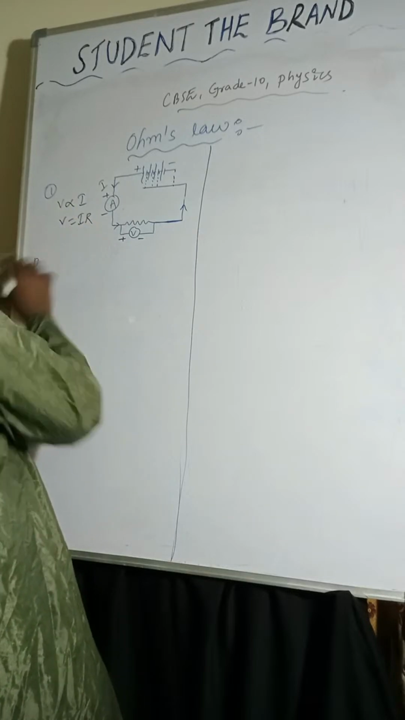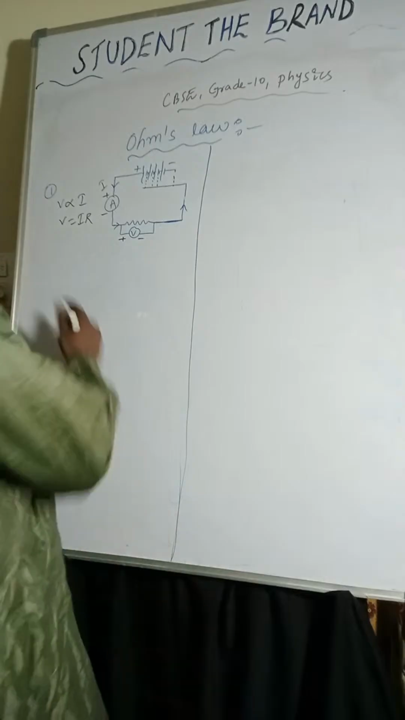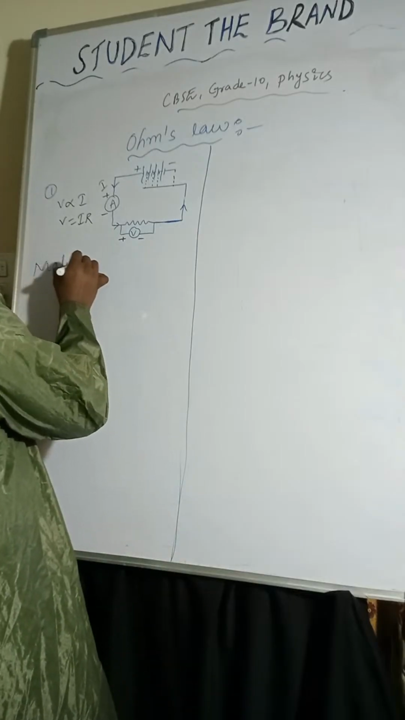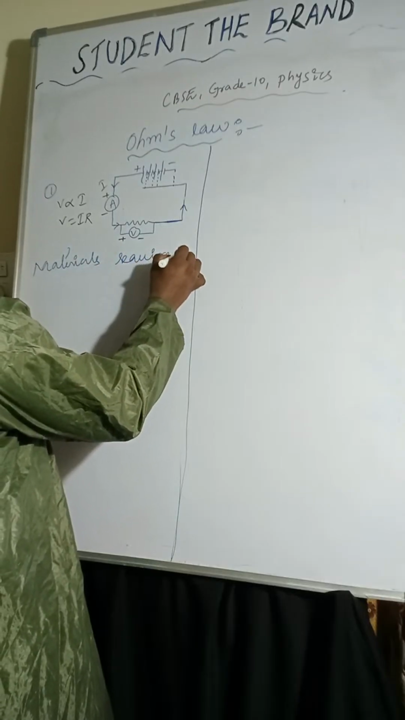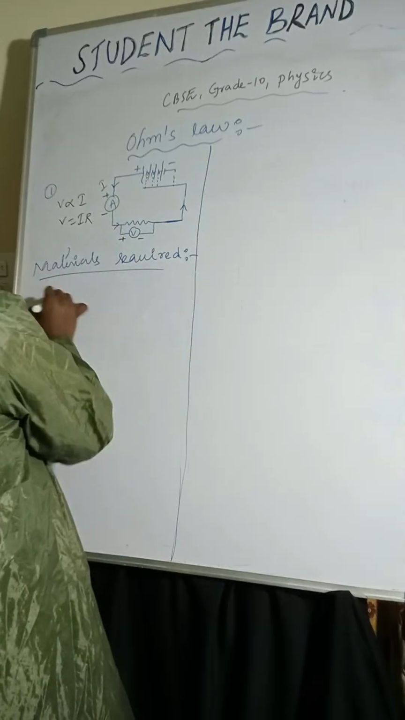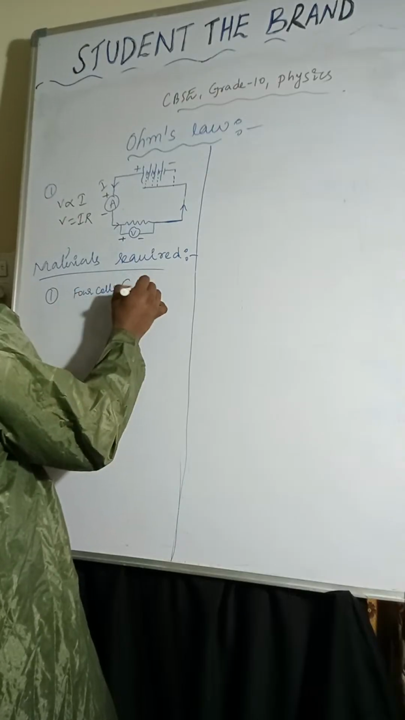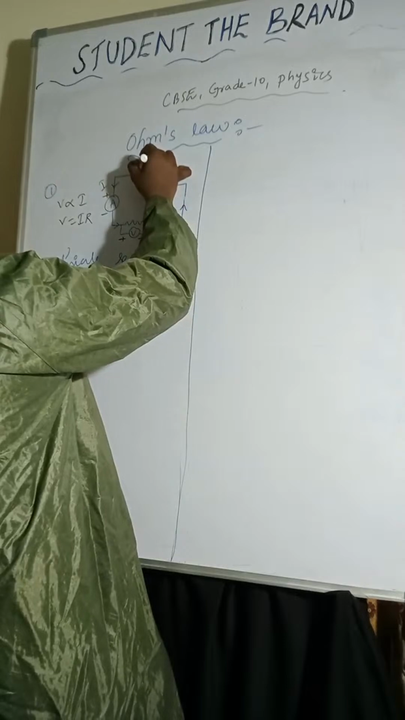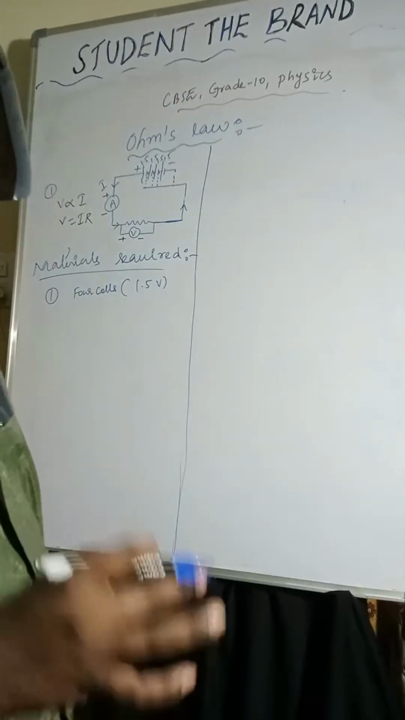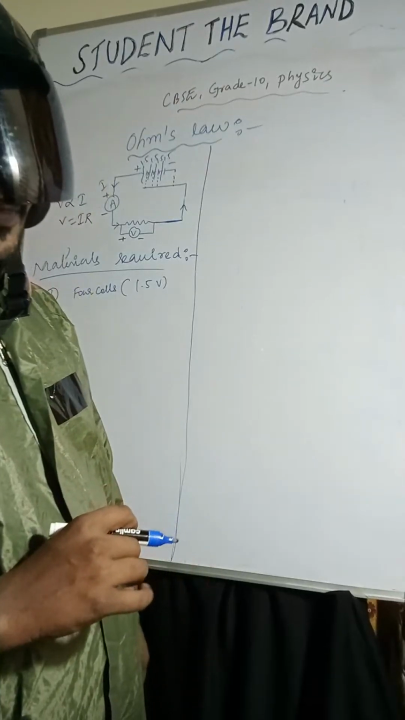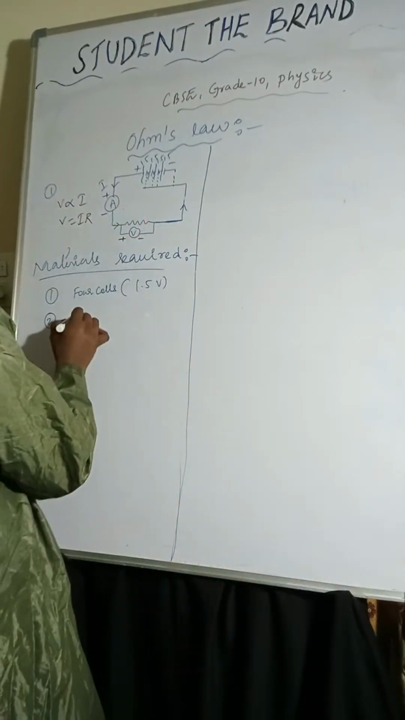Coming to the materials required. What are the materials required? First one is 4 cells, of 1.5 volts each. Here you can observe 1.5, 1.5, 1.5, 1.5. So how many cells? 4 cells.